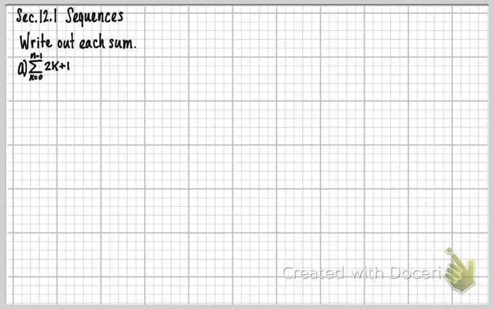So this problem says write out each sum. So this is the sum that we have here. And that just simply means write out each term. So when I plug in 0 here, that's going to be 2 times 0 plus 1. So that's going to be 1. Plus.